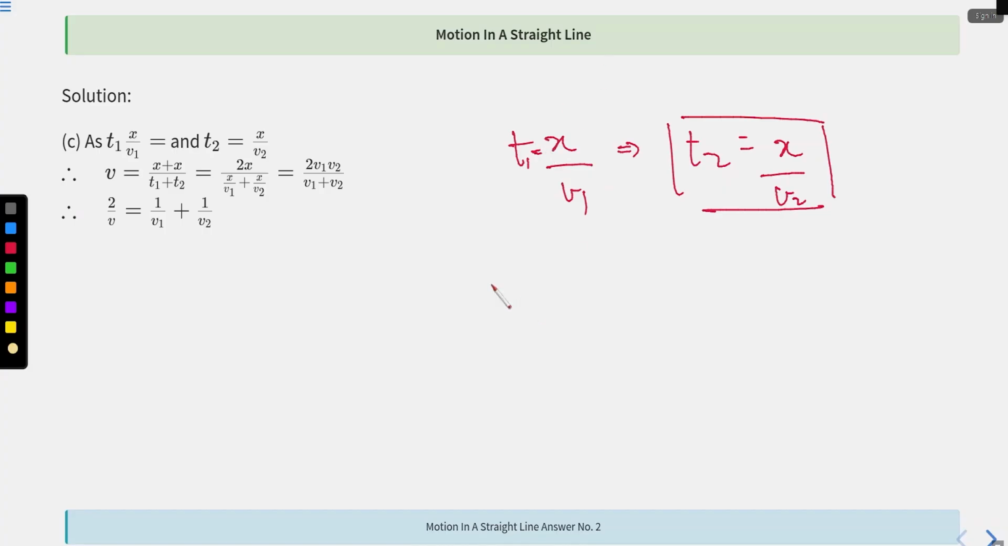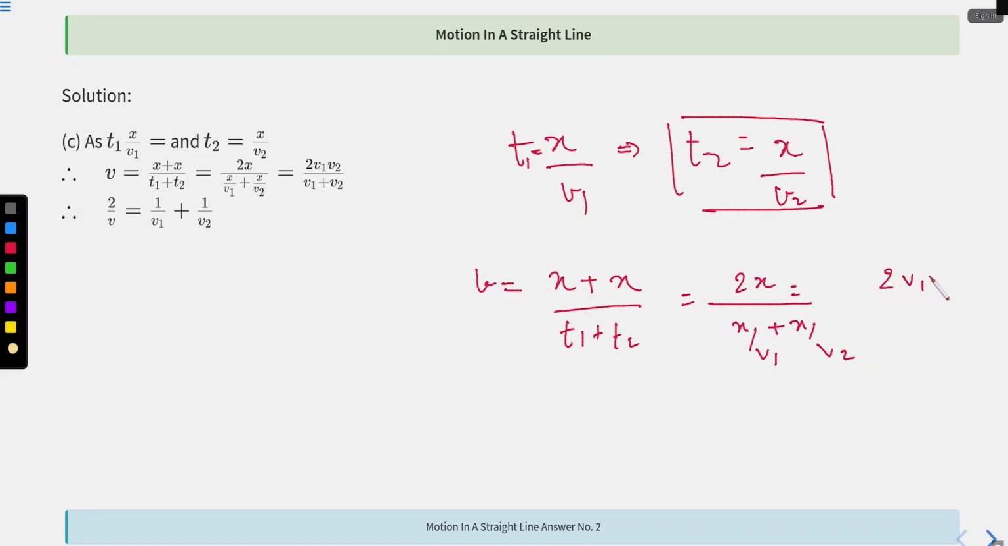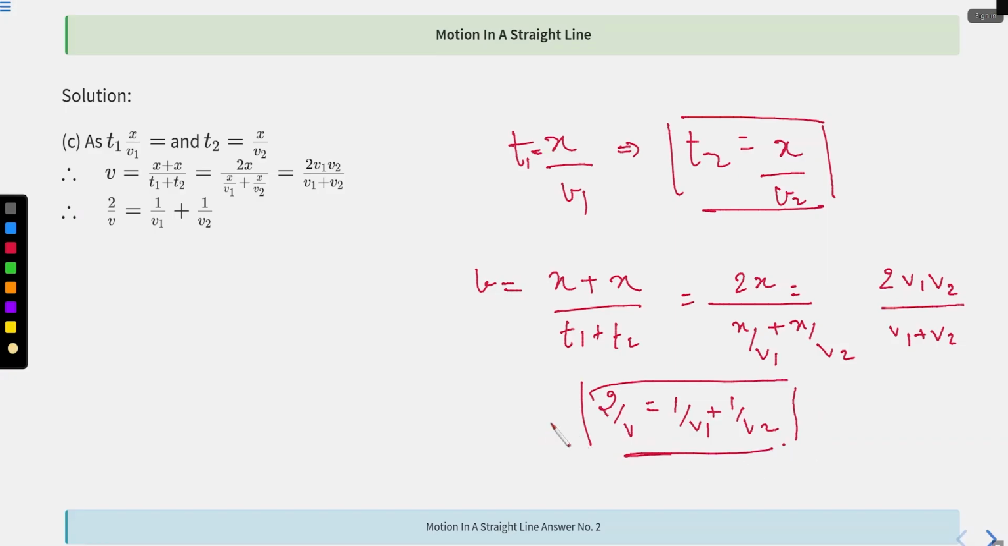All right. Now what I'm going to do is, the mean velocity v is nothing but x plus x divided by t1 plus t2. You need to calculate average, right? So this is 2x divided by x by v1 plus x by v2. All right. Now this is 2 v1 v2 divided by v1 plus v2. So 2 by v is equal to 1 by v1 plus 1 by v2. This is the equation, okay? Or I should say this is the average velocity of that specific person when he has traveled with two different velocities, but in different intervals with the same distance.